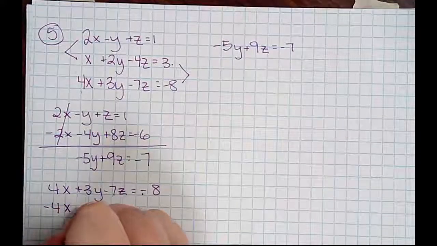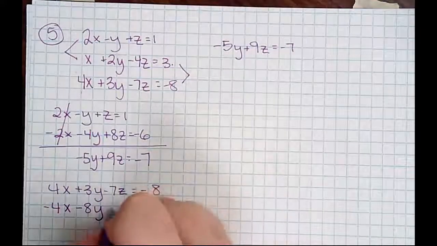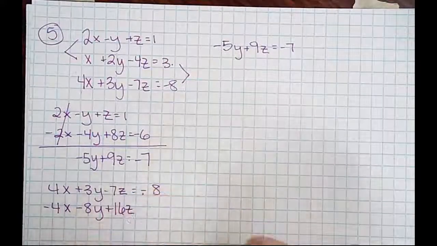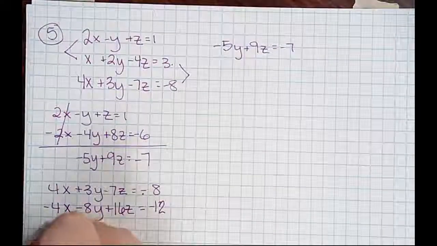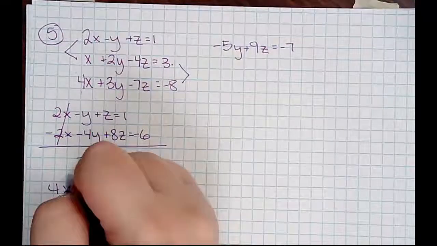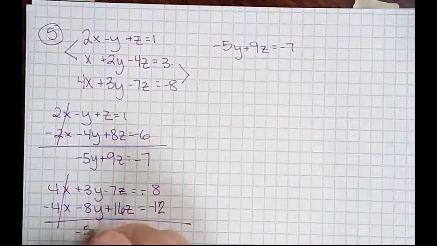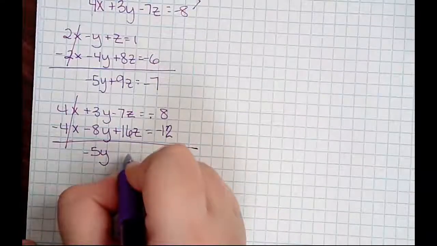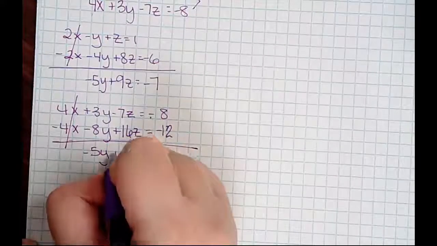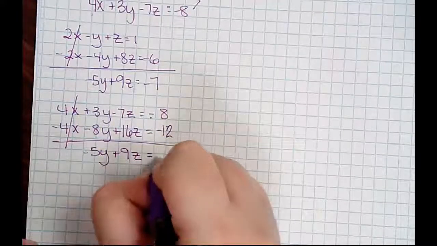Negative 5y. Let's bump up here. Plus 9z equals negative 20. Bring that up. Over. Negative 5y plus 9z equals negative 20.